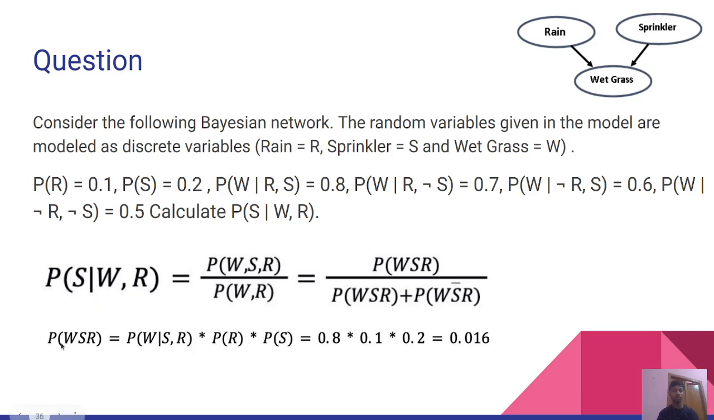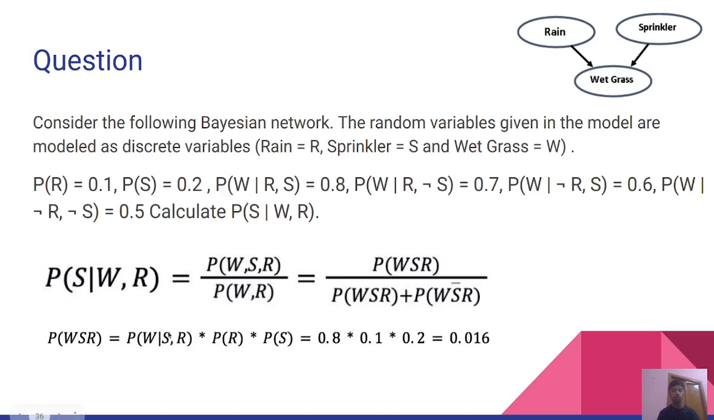So how to find P of W, S, R? What is the probability of wet grass given S and R, what is the probability of rain, and what is the probability of sprinkler on? These three we need to consider.